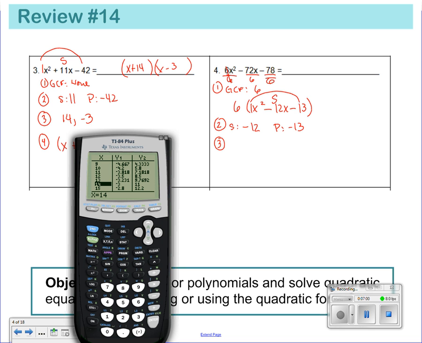Next, I want to find the factors. What two numbers will multiply to give you negative 13 but add to give you a negative 12? I'll get negative 13 and a positive 1. Multiply gives me negative 13, add gives me negative 12. Now I can rewrite it. GCF goes first, and now I'll fill in my parentheses. Minus 13, plus 1. So my final answer is 6 times x minus 13, x plus 1.